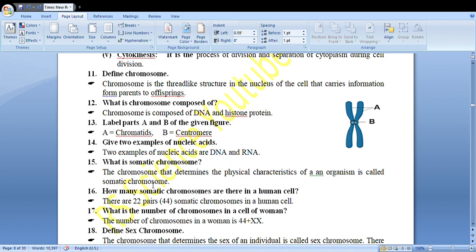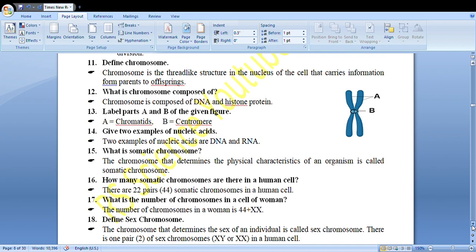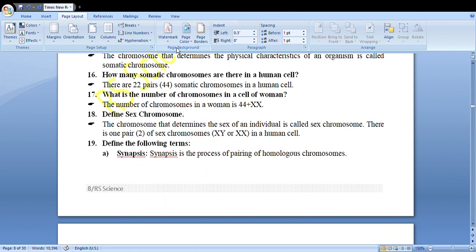What is somatic chromosome? The chromosome that determines physical characteristics of an organism is called somatic chromosome. How many somatic chromosomes are there in a human cell? There are 22 pairs of somatic chromosomes, 44 somatic chromosomes in a human cell. What is the number of chromosomes in the cell of a woman? The number of chromosomes in a woman's cell is 44 plus XX.